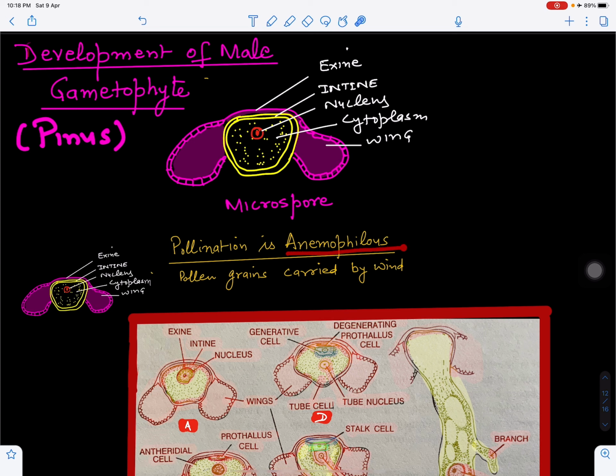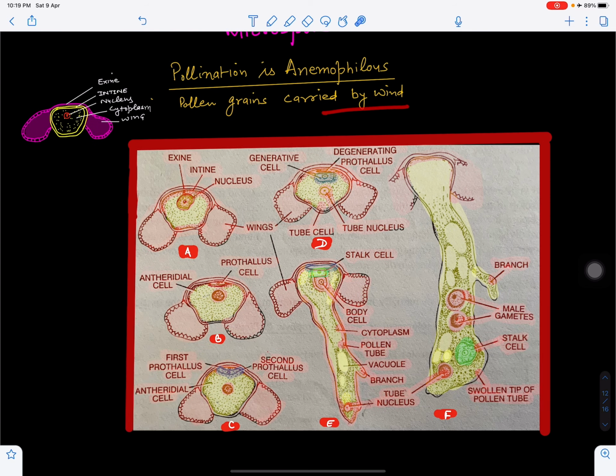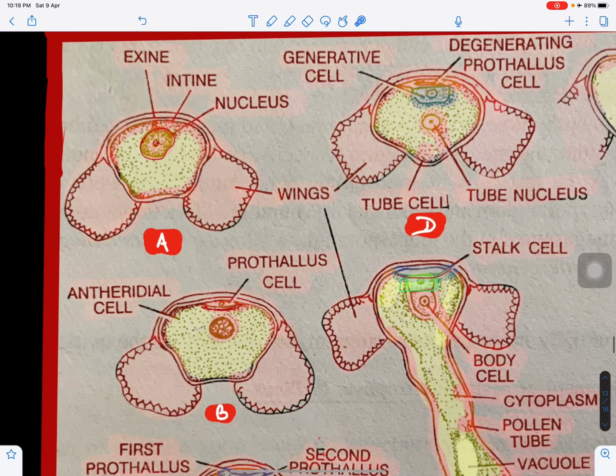This is called anemophilous pollination. When pollen grains are carried by wind and become light because of the wings, this is called anemophily or anemophilous pollination. Now if we see, this is a pollen grain: exine, intine, nucleus, cytoplasm and wings.